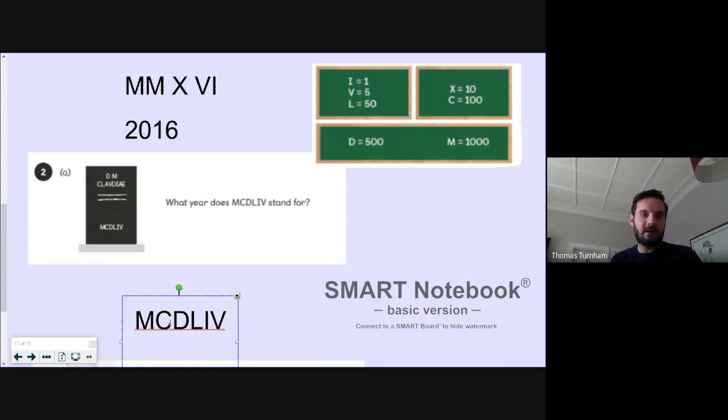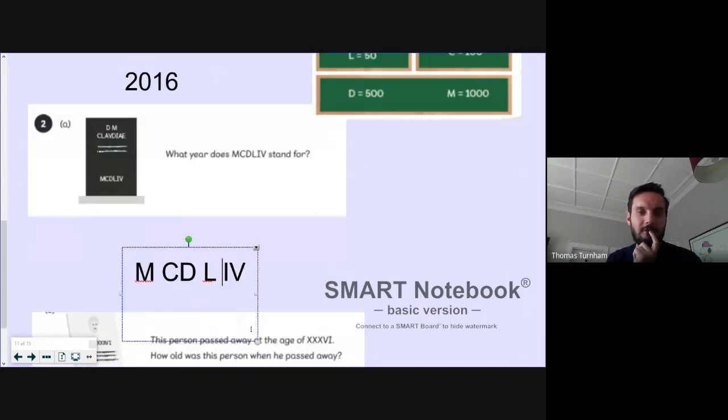Right, so we know we've got M, 1,000, C, 100, D, 500, L, 50, I, 1, and V, 5. My M and my C could go together, but probably not. Let's have a look at our C and our D, more likely. Then we've got our L and our IV. So let's start thinking about what these actually mean. M is 1,000.